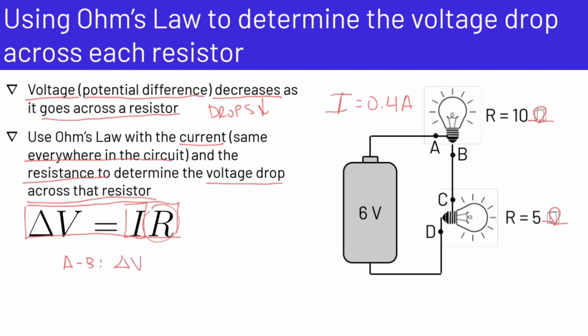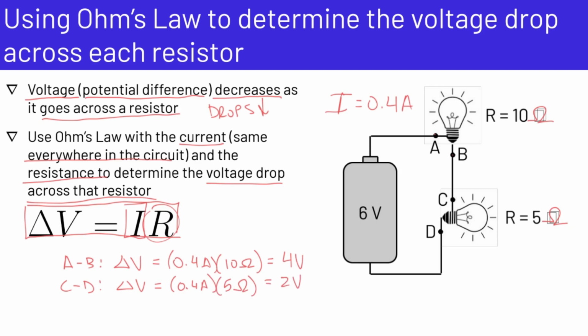Our voltage drop from A to B: we have a current of 0.4 amps and a resistance of 10 ohms. So our voltage drop from A to B is 4 volts. And then from C to D, we're going to have a voltage drop. Again, we have 0.4 amps times 5 ohms, which gives us 2 volts.